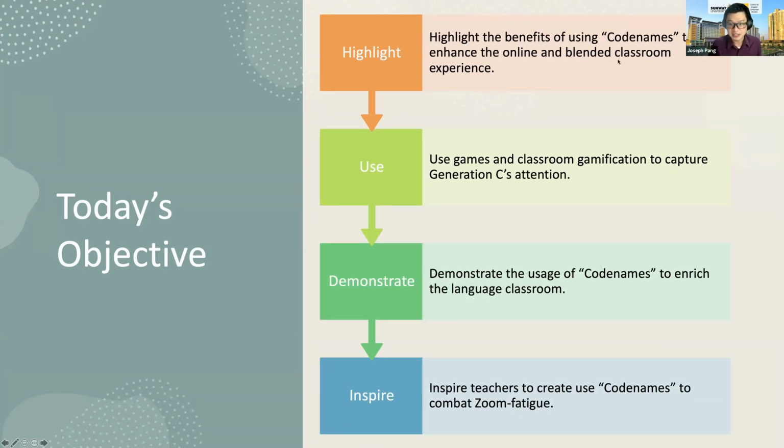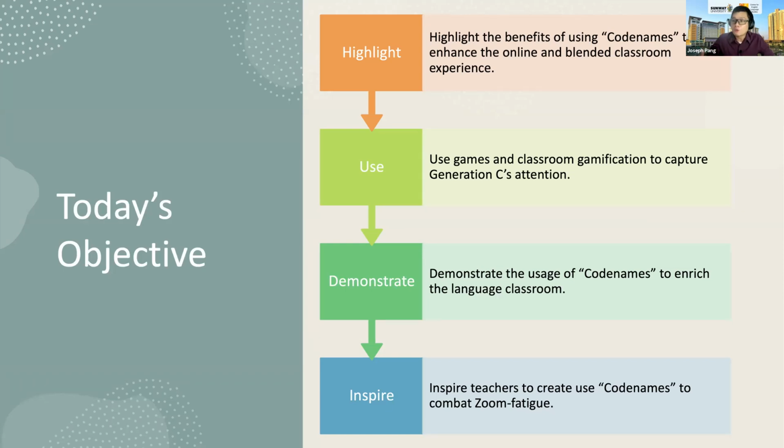Today we're going to have four different objectives. First, I'm going to highlight the benefits of using code names to enhance the online and classroom experience. Because of the ongoing pandemic, our classes are moving online and we are adopting a blended approach, especially in tertiary education. Secondary school teachers are also just starting to adapt to blended classrooms. According to our national recovery plan, schools are not expected to open until at least phase 3, and we are currently still under phase 1, except those of you in states that are lucky enough to be in phase 2 or 3. For us, we are foreseeing that we will be online throughout this year.